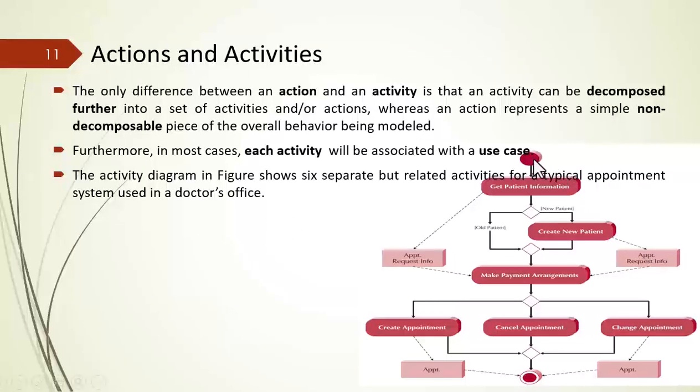So let's start. This is a start. The first activity is get patient information. So there are two possibilities. If the person is a new patient, create a new patient. If not, it means it is an old patient already registered, so it will come directly and this step will be skipped. If it is a new patient, create new patient, so this is the action performed for achieving this activity, which is application request information. Application request information is called, and then come to make appointment arrangement.